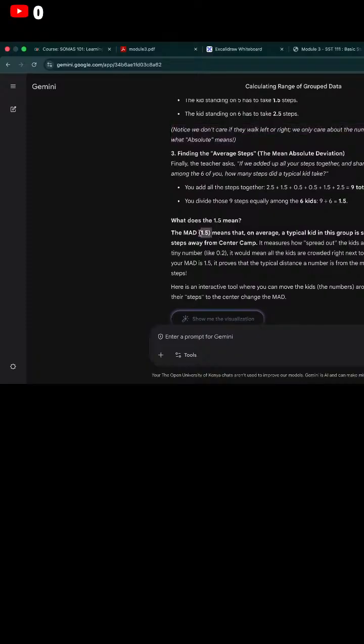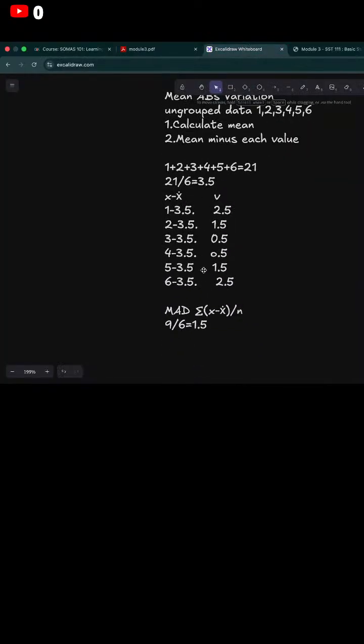So this mean absolute deviation is the amount of steps, like the amount of steps for each away from the mean. I don't know if I make sense.